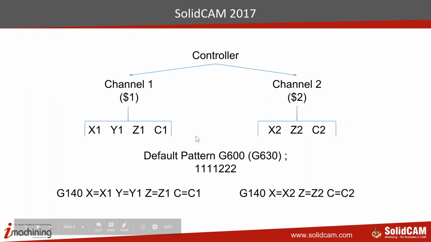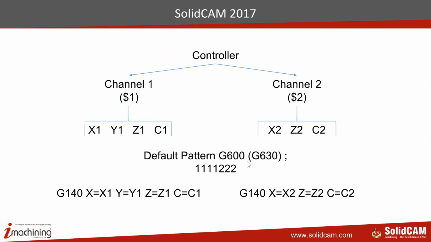As I said, we have seven axes, which can be controlled by channel 1 or channel 2. We have a default state when we power on the machine. By default, X, Y, Z, and C1 are controlled by channel 1. X, Z, and C2 are controlled by channel 2.